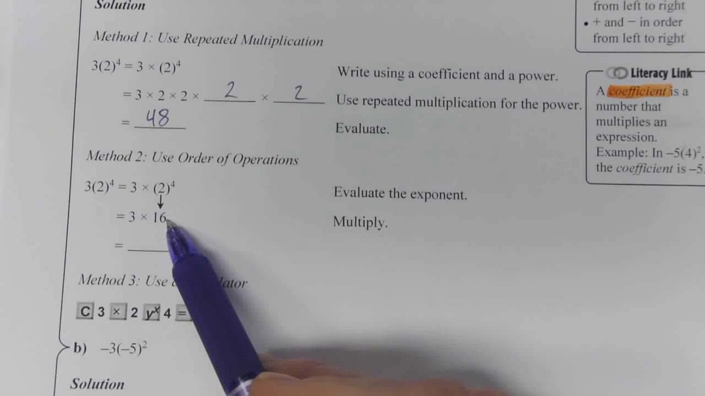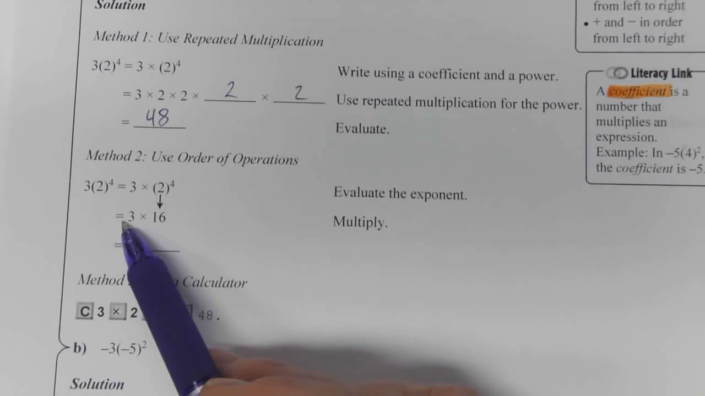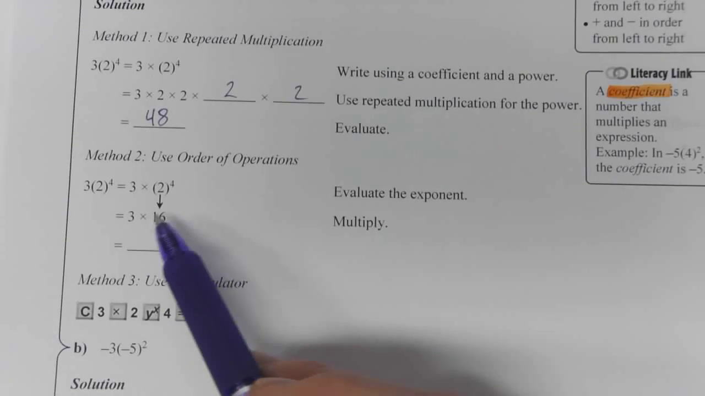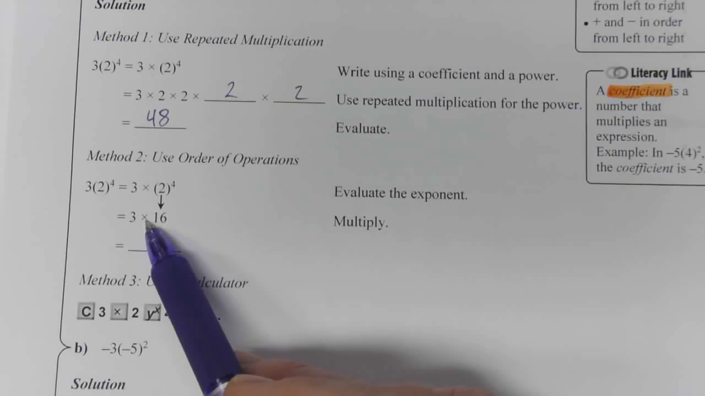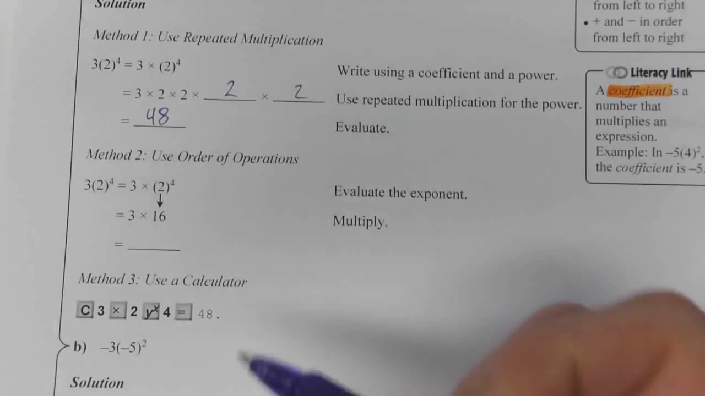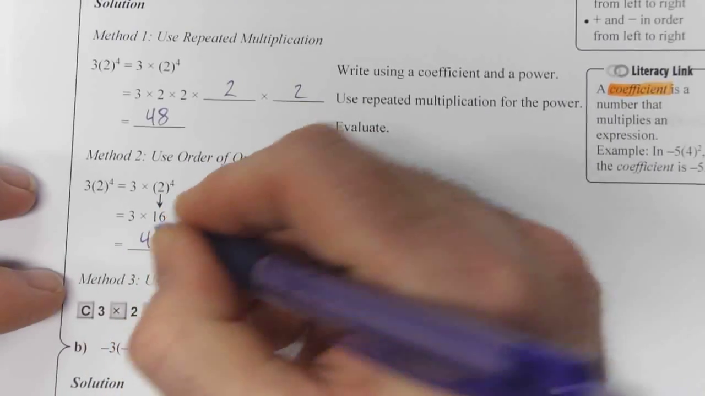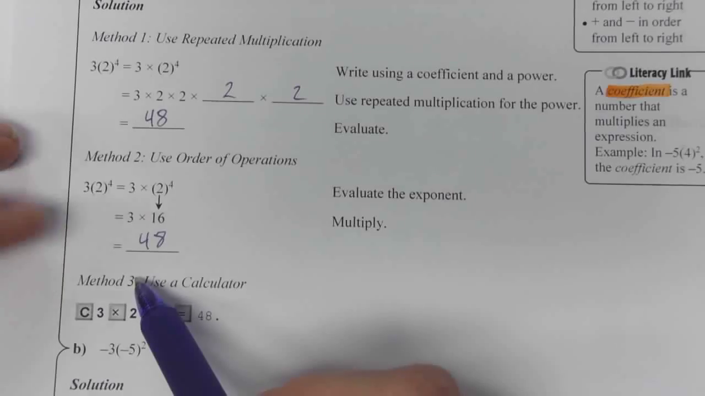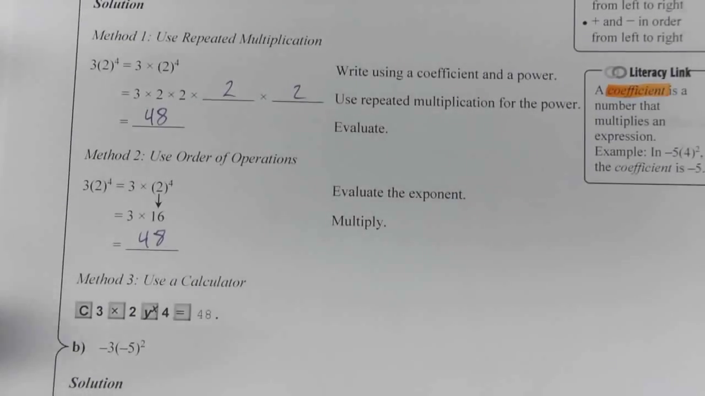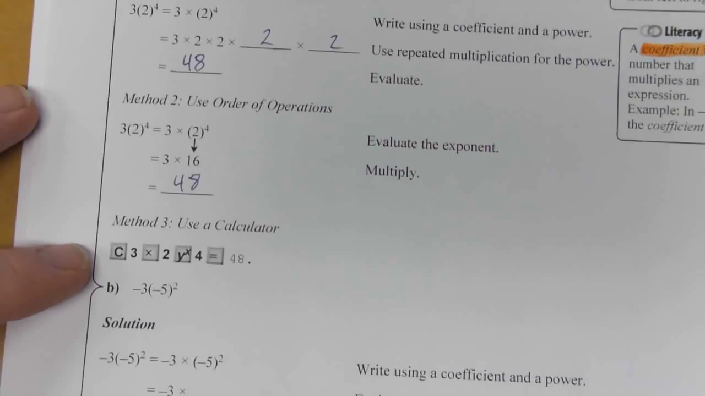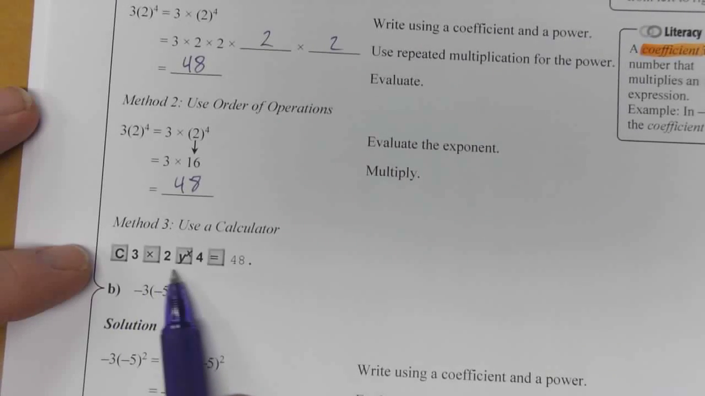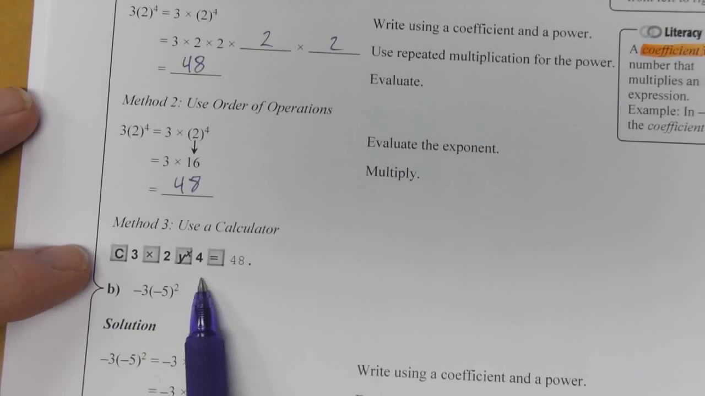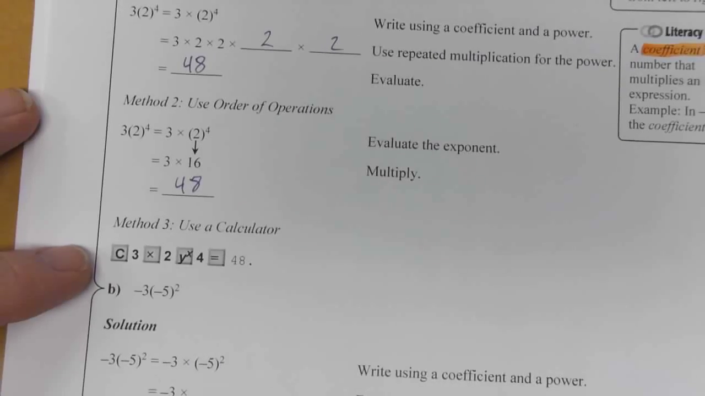Then, based on BEDMAS, we have no brackets, we're done with our exponents. Multiplying and dividing comes next. Well, we have a multiply here, so then we can multiply. So 3 times 16 will give you that same answer of 48. So it's a little less writing as long as you rely on BEDMAS. And of course, you can use a calculator. Clear it, 3 times, and then enter in your power of 2 to the power of 4, and it'll give you a 48 as the solution.